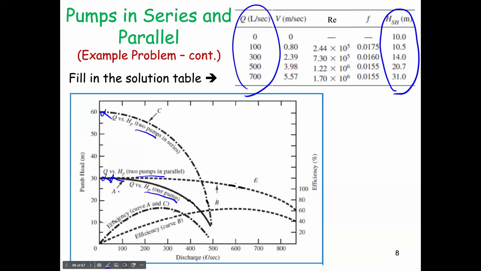Let's start with the first one. First of all, let's start finding the point. For example, I have 0 here and 10. So 0 discharge, 10 SH, which is here. So my first point is here. Second, I have 100 and I have 1.5, which I'm going to plot. Continue with the rest of the two columns that I just circled for you.